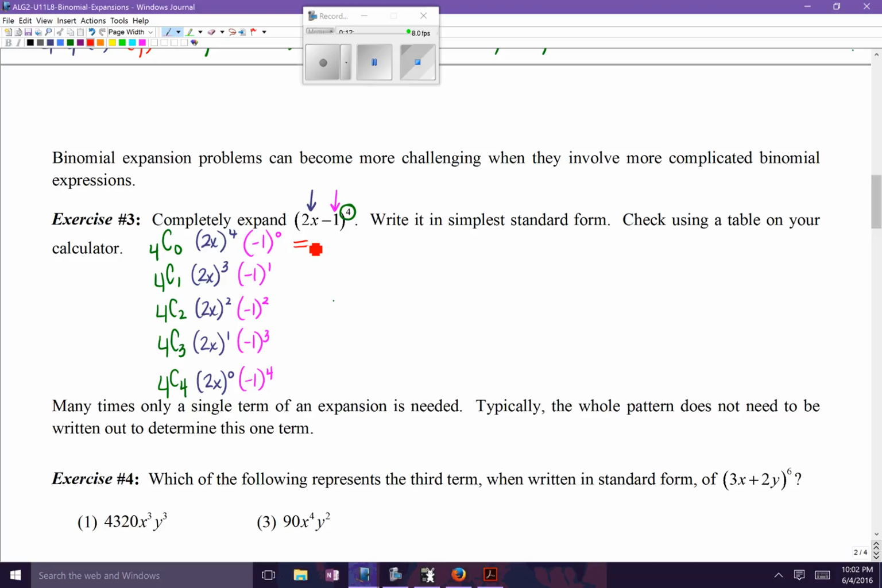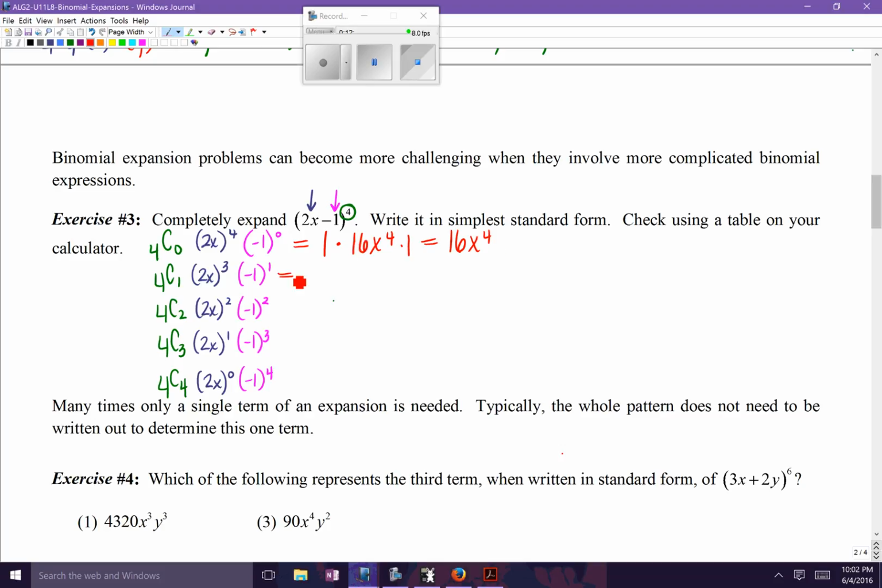Okay, 4 choose 0 has a value of 1. The quantity of 2x raised to the fourth, well, that would be 2 raised to the fourth power, which is 16, and then x raised to the fourth. -1 raised to the 0 has a value of 1. Anything raised to the 0 power is 1. So this first term is 16x to the fourth.